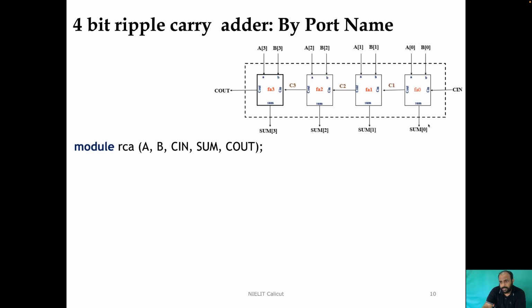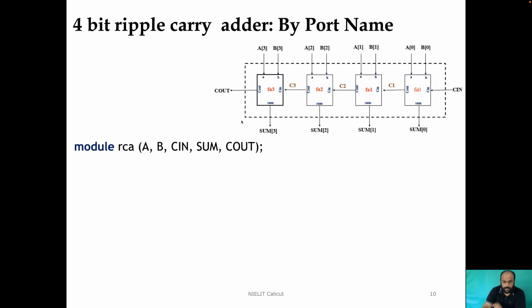Now please recollect, this is the 4-bit full adder we are trying to describe. So as normal, we have to write the module name, etc. Module is the keyword, then for the ripple carry adder I have given the label RCA. Then inside the bracket I am listing out all the ports. The ports are capital A, capital B, then capital C in, capital sum, and capital C out.